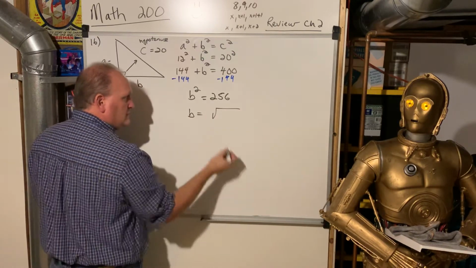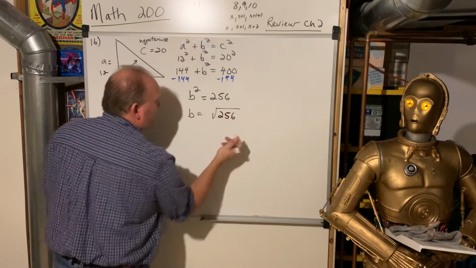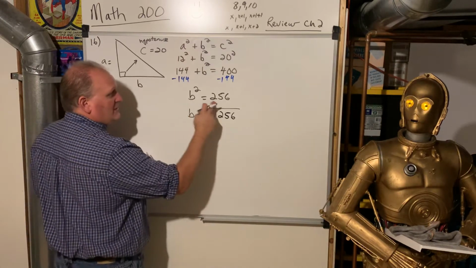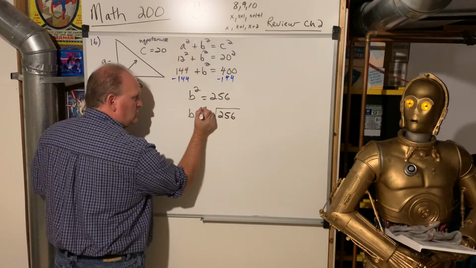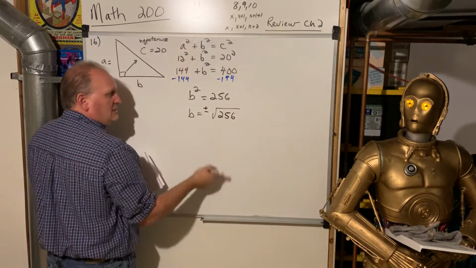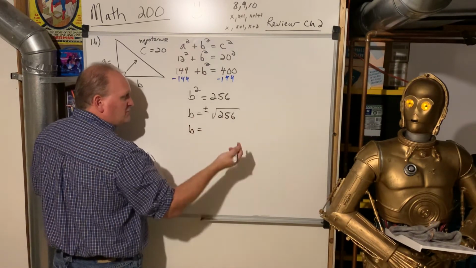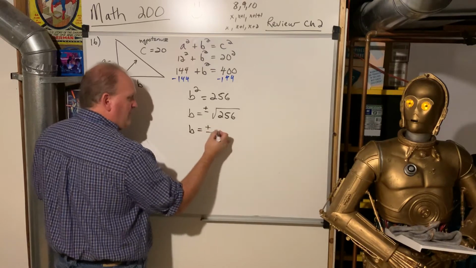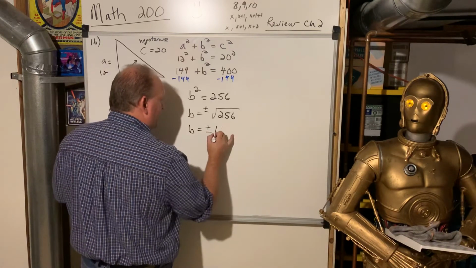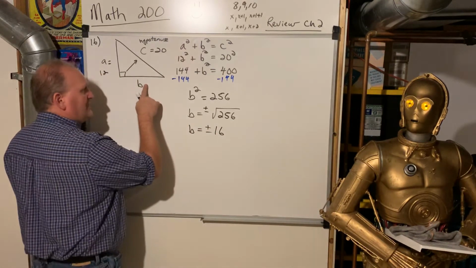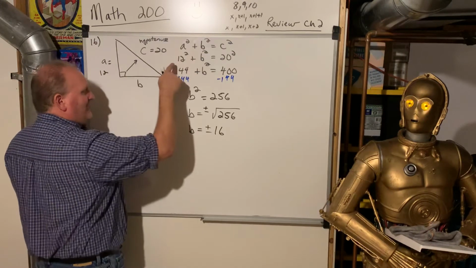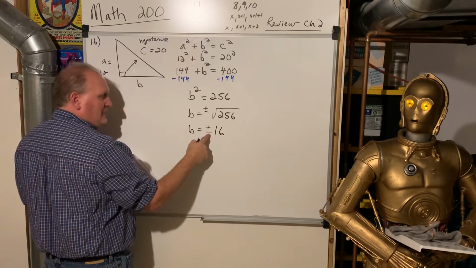That's the square root. Now, in reality, in algebra, when I have b squared equal to a number, there's actually two correct answers. There's a positive version and a negative version. So the two algebraically correct answers are plus or minus 16. But since we're talking about a length in a real life problem, the negative doesn't make sense.